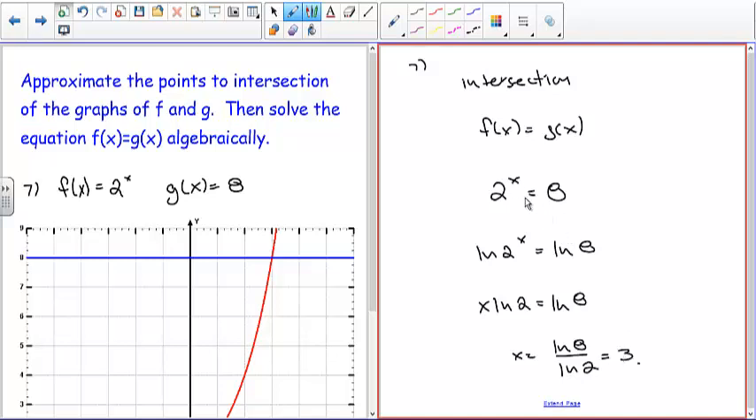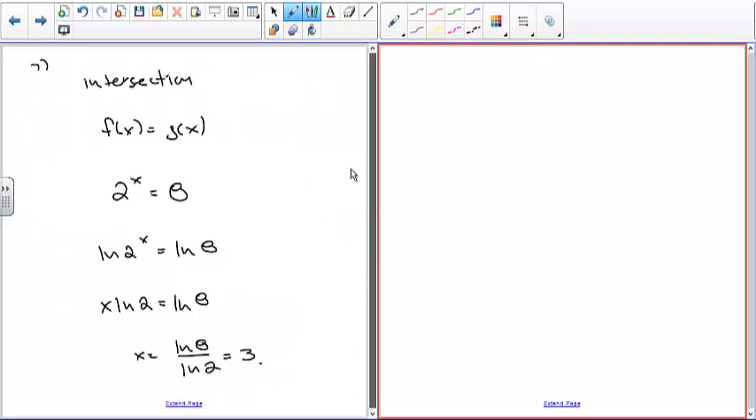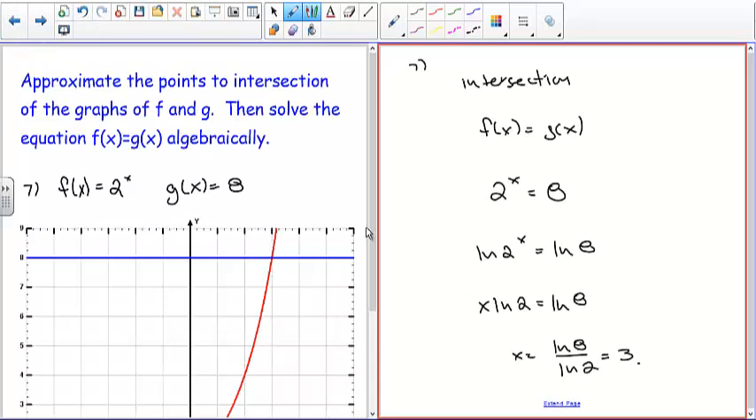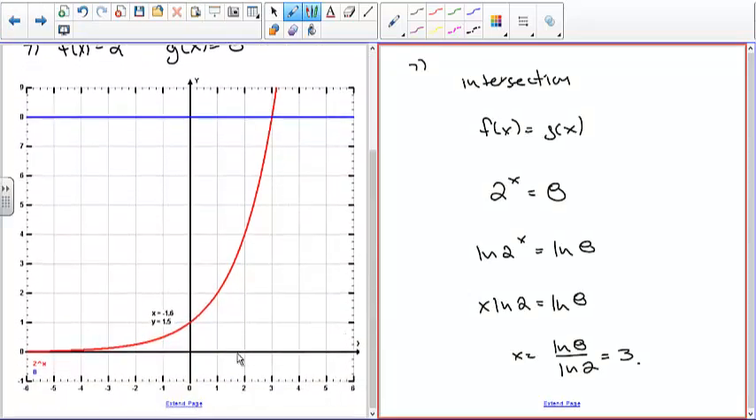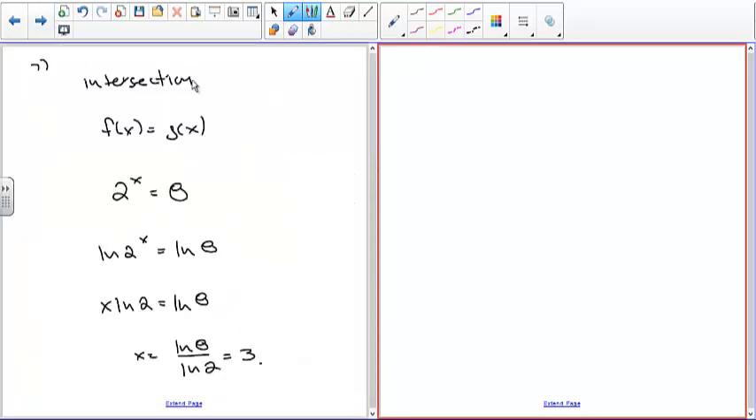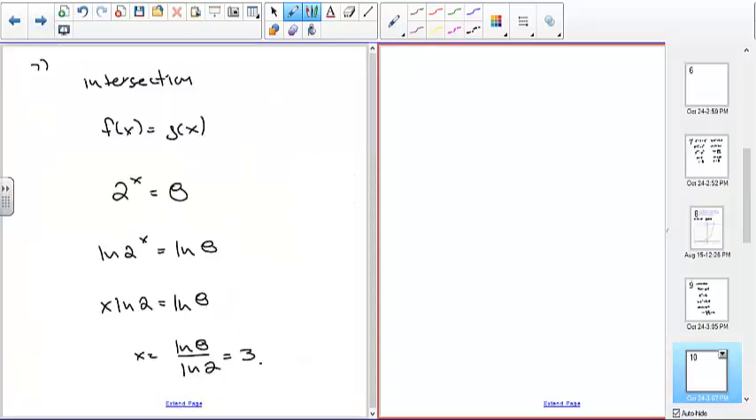So that's, and if you look at it, you'll see that x equals 3 is the x value where they equal each other. Okay, let me delete this page.